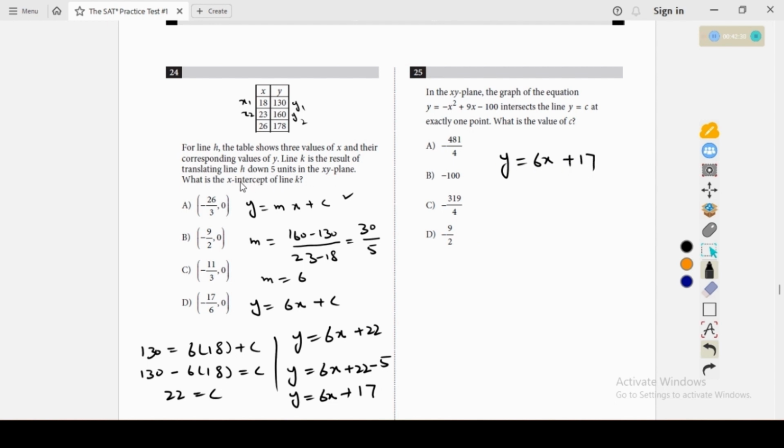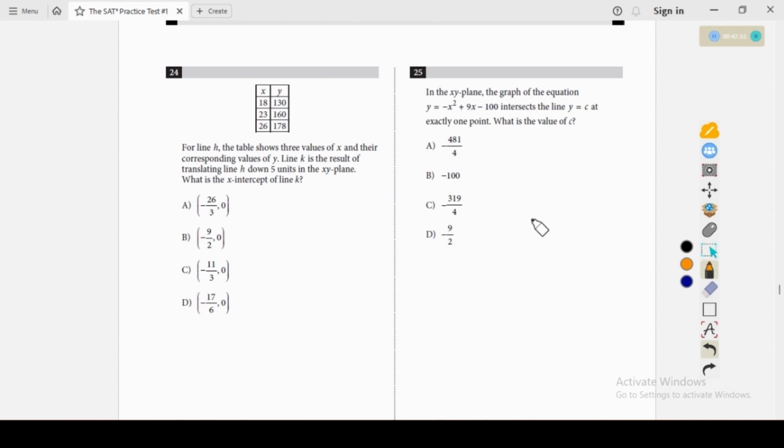Now we have to find the x-intercept, for which we substitute y equals 0. The equation becomes 0 equals 6 times x plus 17, and the value of x is minus 17 by 6. So the ordered pair is minus 17 by 6 and 0. So D is the correct answer.